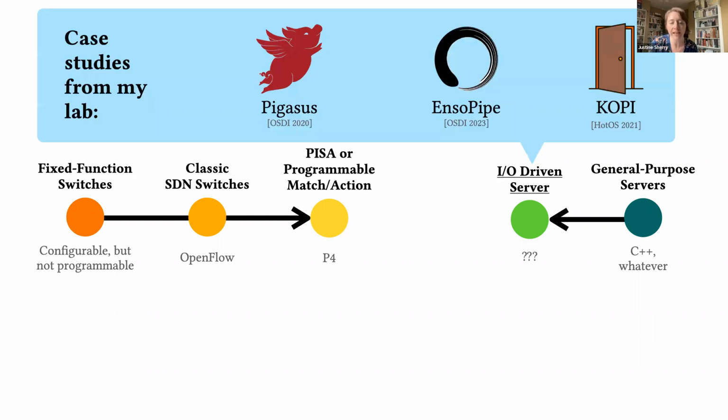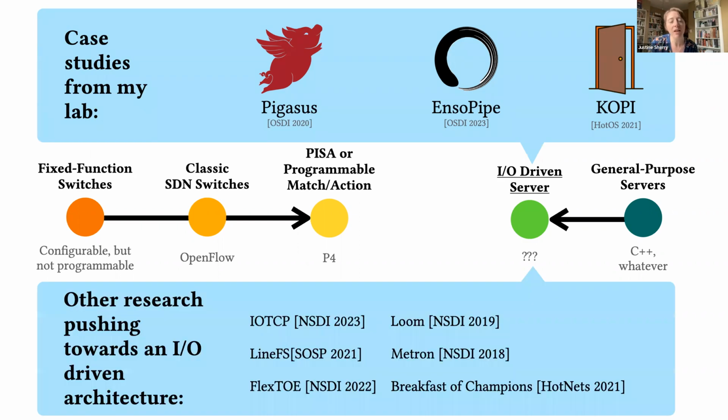So I'll touch on 3 case studies from my own group: the Pigasus intrusion detection system, the Ensō pipe NIC interface, and COPE. But I'll also give some shout outs to other proposals that I think are also pushing towards a new I/O-driven architecture in exciting and innovative ways. So if you find you're really excited about working in this space, I'd check out what people like Simon Peter, Tom Barbette, Dejan Kostić, Minlan Yu, KyoungSoo Park, or Irene Zhang are doing.